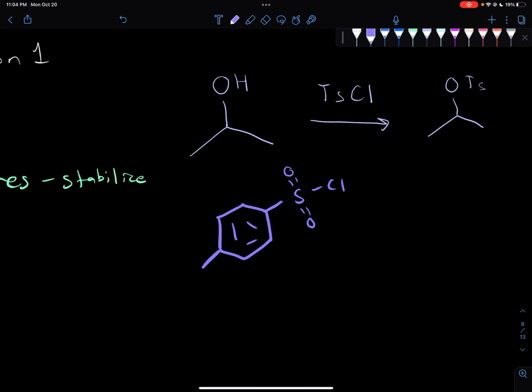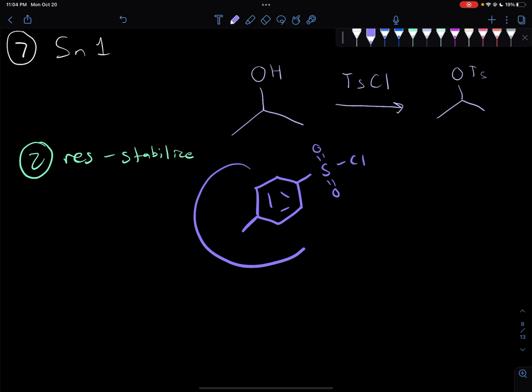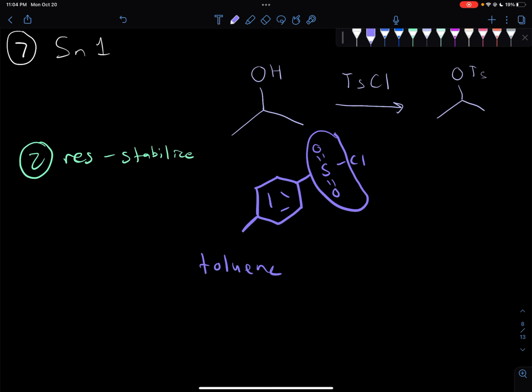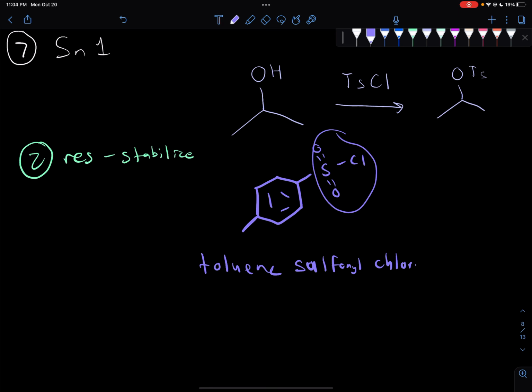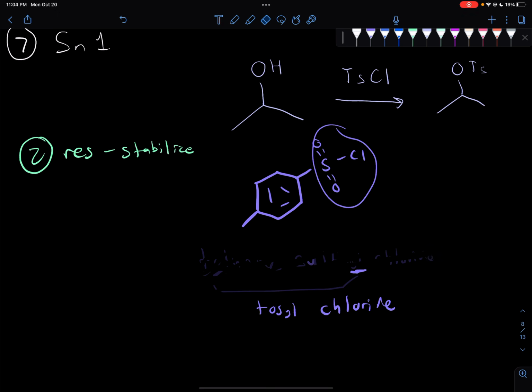This is tosyl chloride. I'm going to be a nerd and explain why it's called tosyl chloride. This, a benzene with a methyl, is called a toluene, and this is called a sulfonyl group, or you can say a sulfonyl chloride. So toluene, sulfonyl chloride, if you just make it short, you get the TO, the S, the Y, and the L, you get tosyl chloride. Okay, that's why it's called that. So TsCl is this thing that I just showed you.